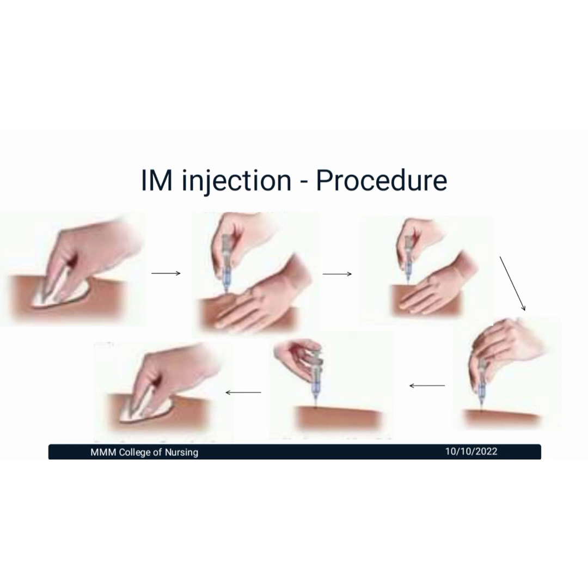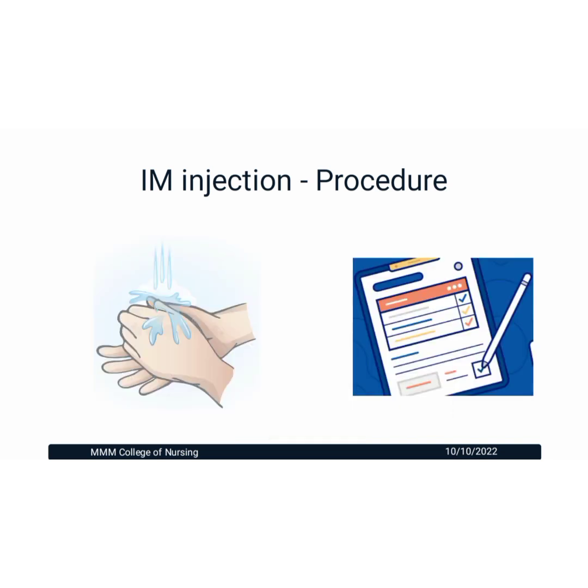Once the entire medicine has been injected, gently withdraw the needle and syringe at the same 90 degrees. Cover the injection site with the sterile alcohol swab. Ensure the patient is comfortable. Position the patient in a comfortable manner. Perform hand hygiene. Document the procedure in the medication record as well as in the nurse's record.